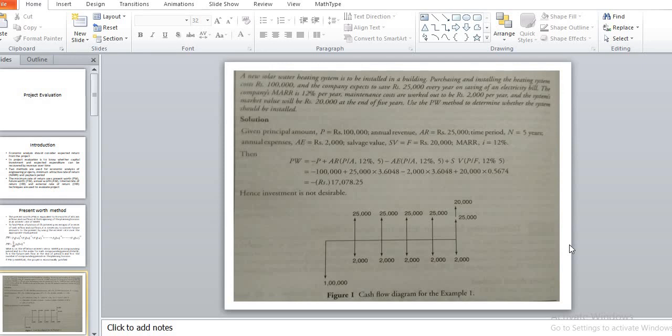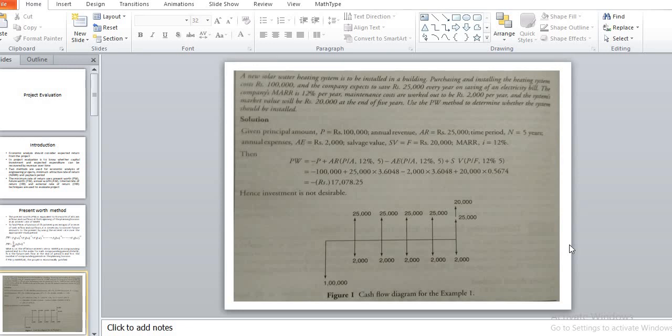So this is the example. In this example, a new solar water heating system is to be installed in a building. One solar water system is considered. Purchasing and installing the heating system costs rupees 1 lakh, and the company expects to save rupees 25,000 every year on the electricity bill. The company's minimum attractive rate of return is 12% per year.